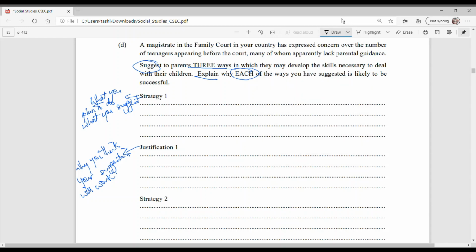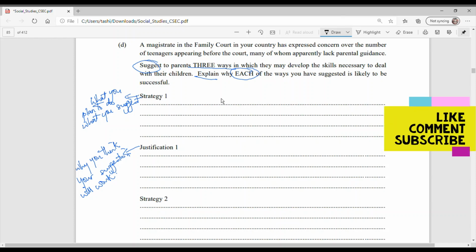So now we are going to be looking at the strategy. Alright, so how parents can develop the skills necessary to deal with their children. What is it that parents can do? In the question before, you would have already thought about some problems that the parents are facing. So this now is asking you, what are some of the things that parents can do in order to deal with their children? How can they develop these necessary skills?